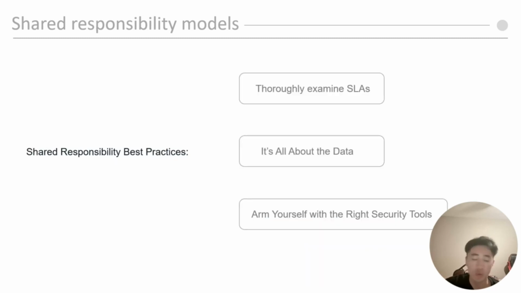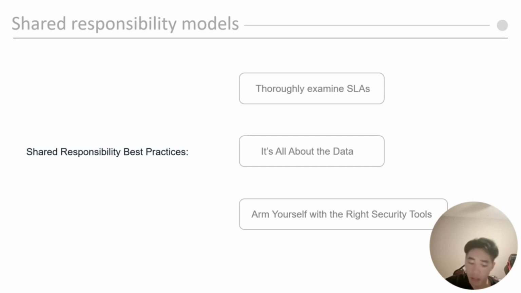So what is the shared responsibility best practice? The first one is to thoroughly examine the SLA. Take time to carefully review your SLA with the cloud vendor. When an organization changes cloud provider or shifts to a different cloud delivery model, it is imperative to reevaluate the fine print of the SLA to avoid any misunderstanding.